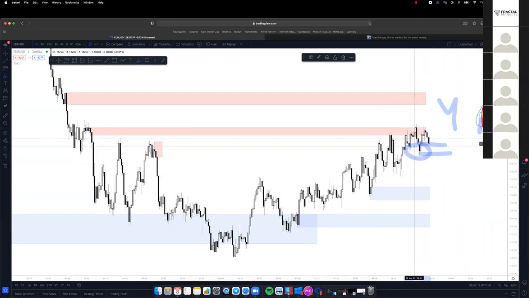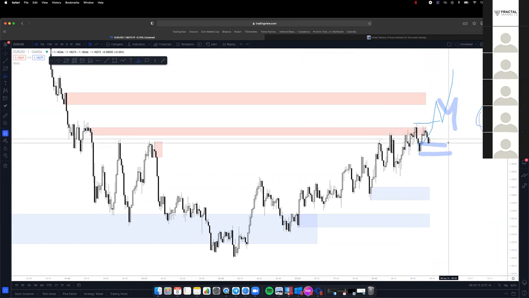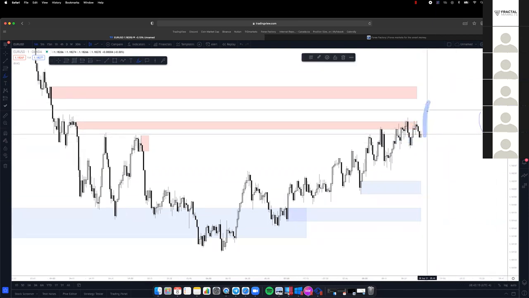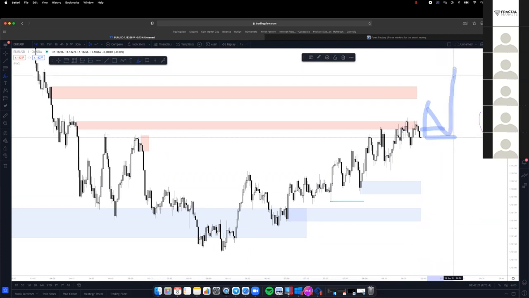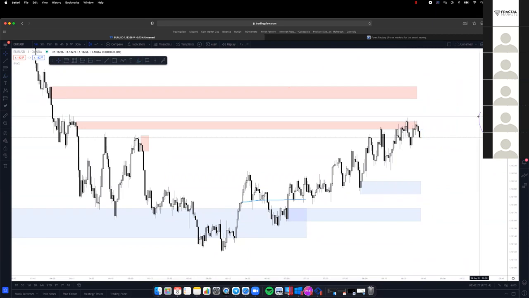Because in order to be demand, it needs to break structure, right? It needs to break supply. We haven't broken any supply yet. So if we break from here and then create this, that's your demand level, right? Don't forget to clear your drawings, guys.